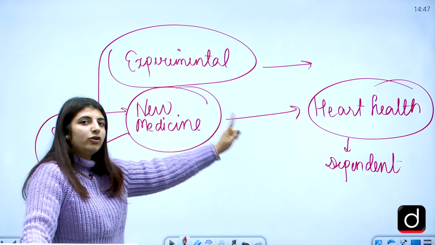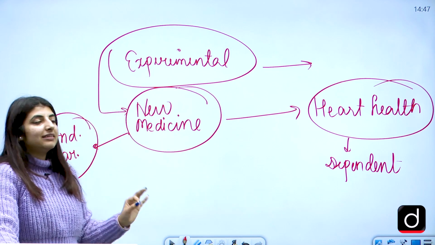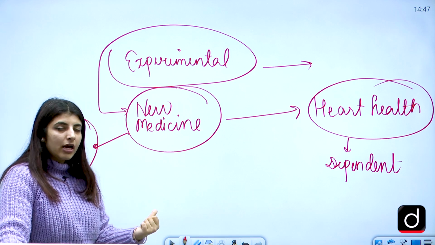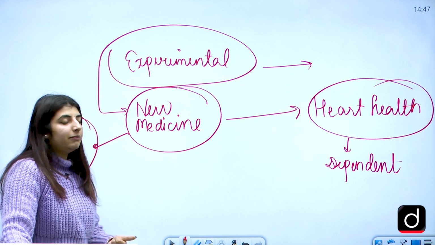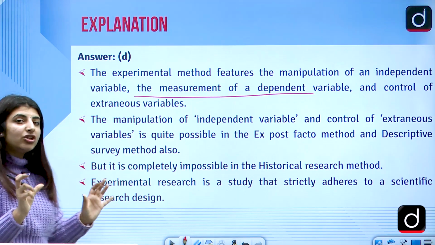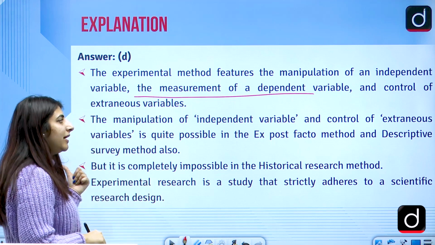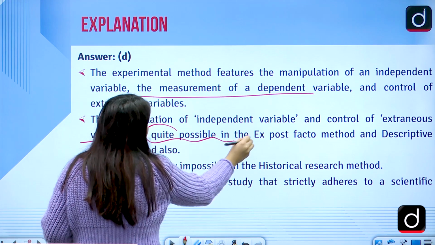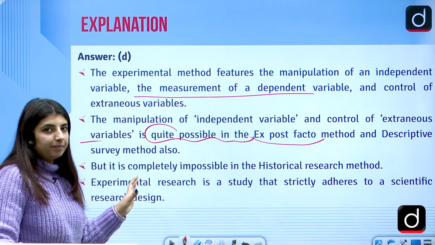So the effect is going to be observed on the dependent variable, but I might see that there are certain extraneous variables which need to be controlled in particular experiments as well. In the previous classes, in the previous videos, we have talked about extraneous variables, right? So here we have the control of those extraneous variables. The manipulation of the independent variable, control of extraneous variables is quite possible in the ex post facto method and descriptive survey method.